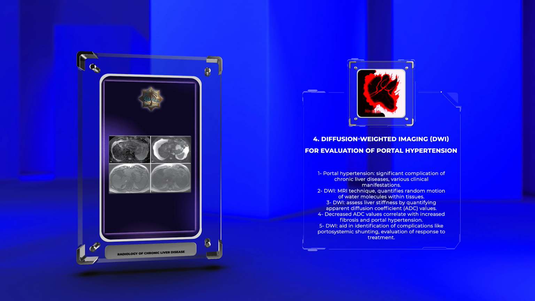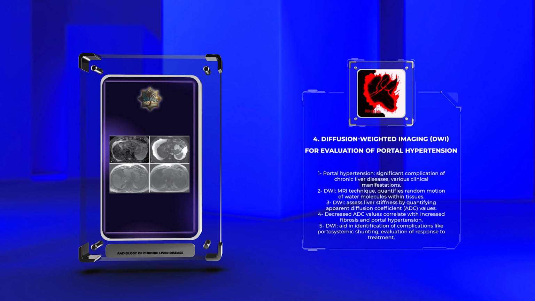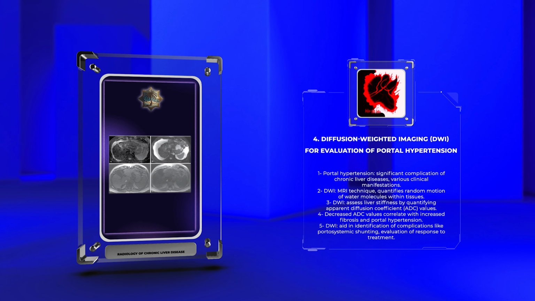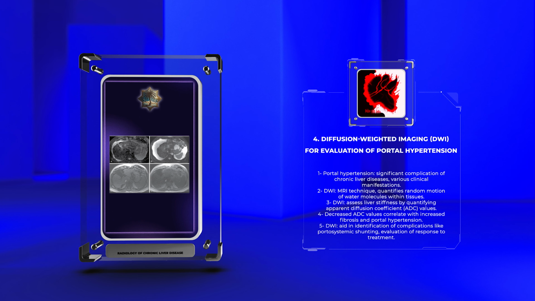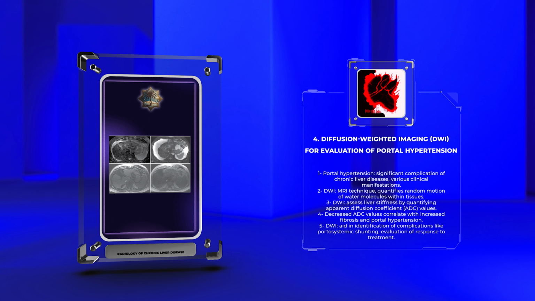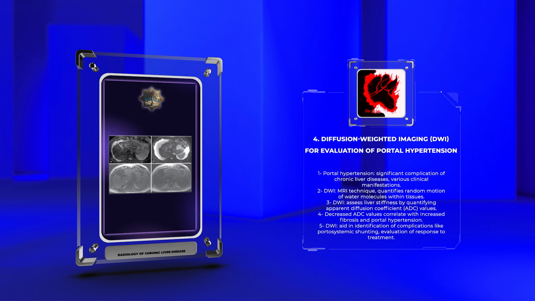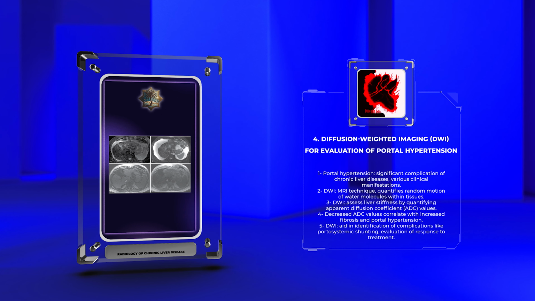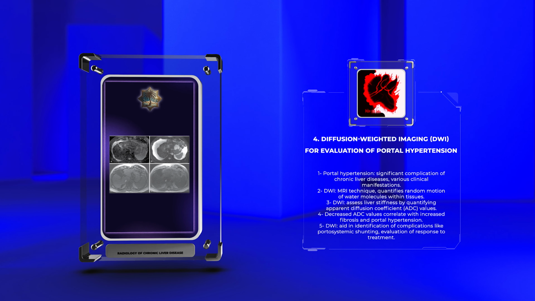DWI is an MRI technique that quantifies the random motion of water molecules within tissues. In portal hypertension, DWI can assess liver stiffness by quantifying the apparent diffusion coefficient, ADC, values. Decreased ADC values correlate with increased fibrosis and portal hypertension. DWI can also aid in the identification of complications like portosystemic shunting and the evaluation of response to treatment.